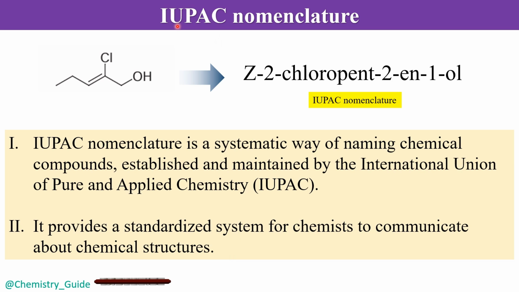So IUPAC is the Union of Pure and Applied Chemistry. They give a name to an organic compound which is used in the whole world. The name of this compound according to IUPAC will be the same in all countries. So why is IUPAC nomenclature important? Let us see.